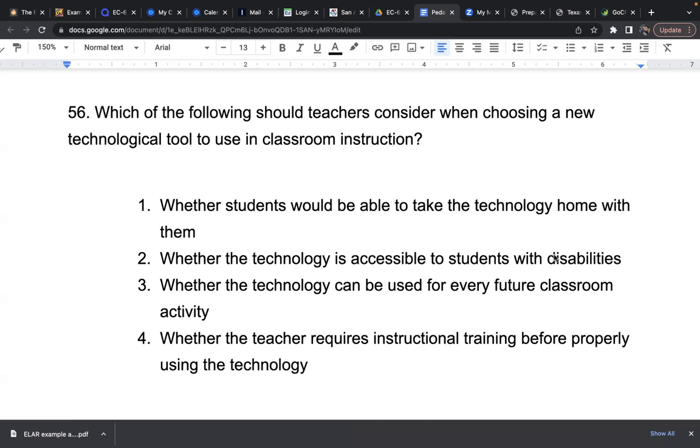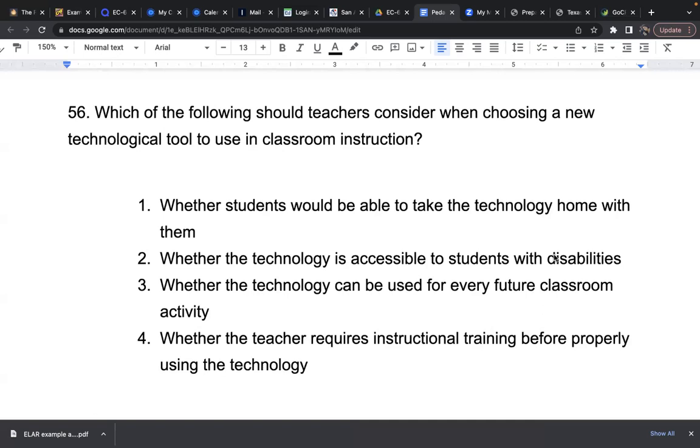I do like that number 3 does address if it can be used for the teacher's classroom activity. Well, not every future classroom activity. There are going to be times when it's valued, but not every future one. Every's a strong word. Exactly. So when they throw those things in there, it's like, no, it's too definite.